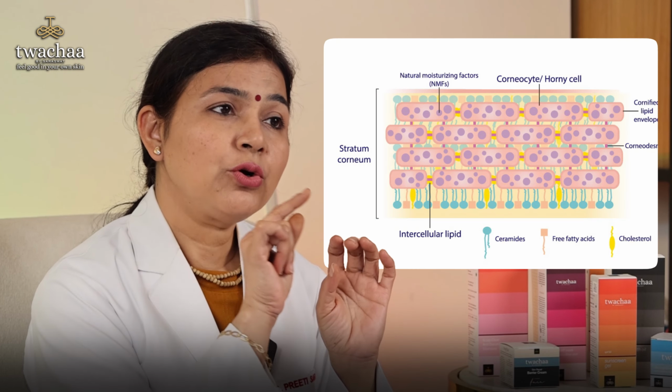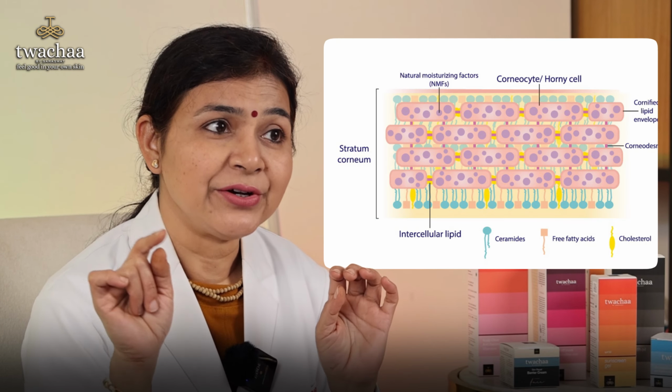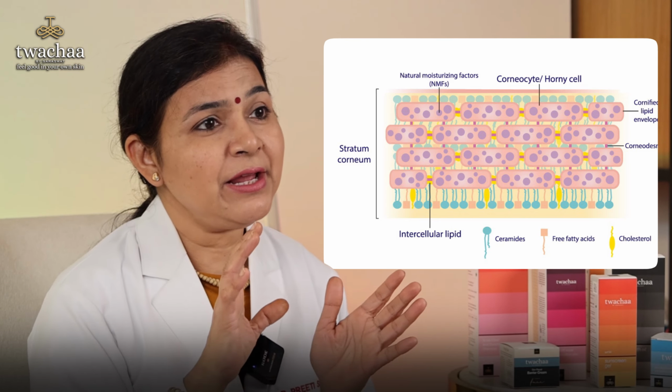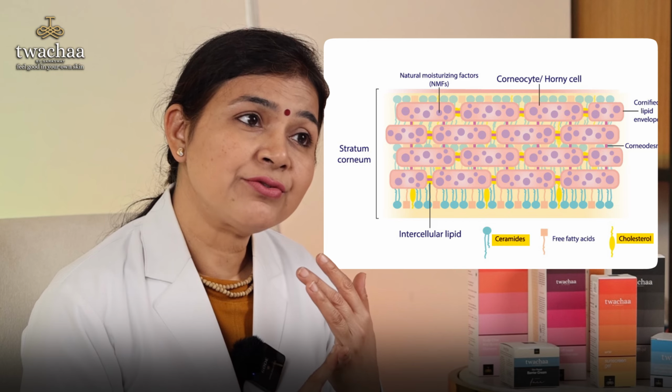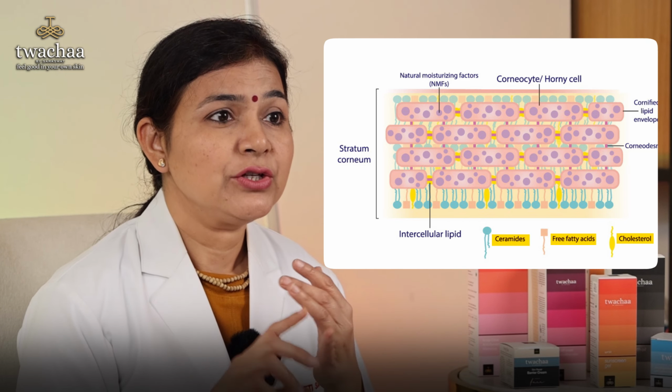Now, the skin we can think of like a wall. The corneocytes are the bricks here, and the mortar is an amalgamation of ceramides, cholesterol and fatty acids. So these lipids together, they give us a wonderful structure through which our skin performs the barrier function.